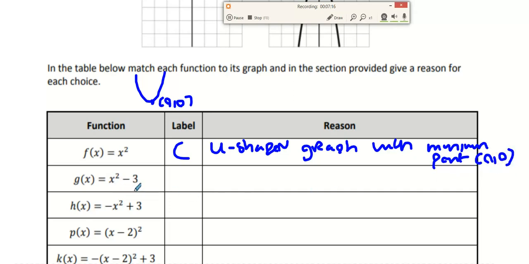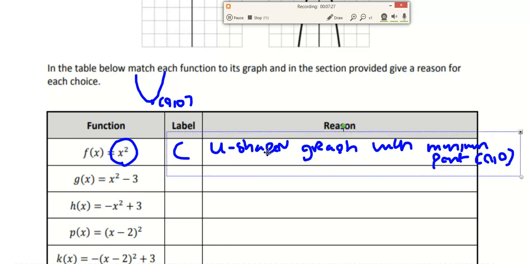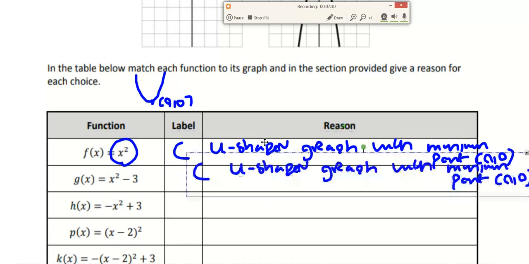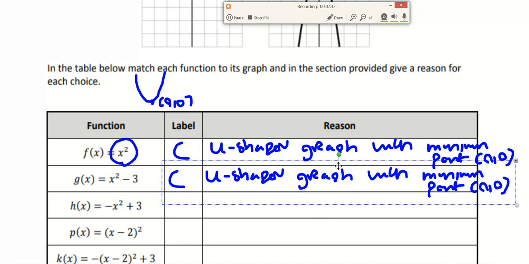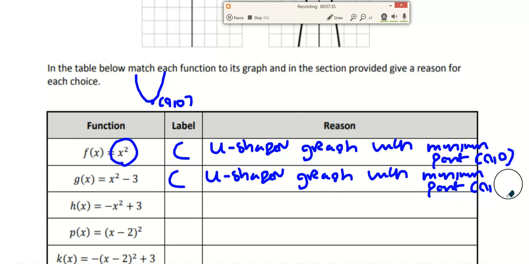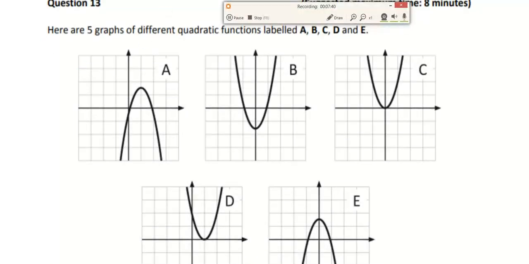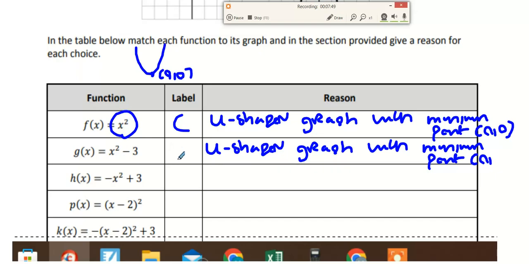What do we think about that one? Whatever the y value was of C, it should be 3 under. Should be 3 underneath, shouldn't it? So it's nearly the exact same reason as the last one, except your minimum point is no longer 0, 0. What is it? It's 0, minus 3. So for me, that's B. That's 0, minus 3 right there. Okay. It's a U-shaped graph with minimum point 0, minus 3.